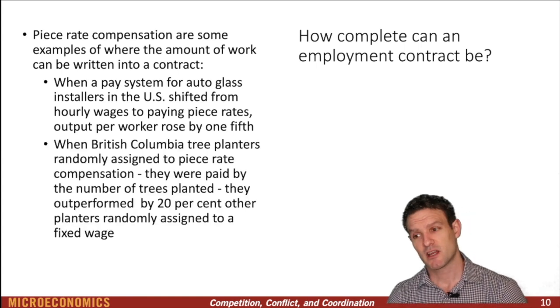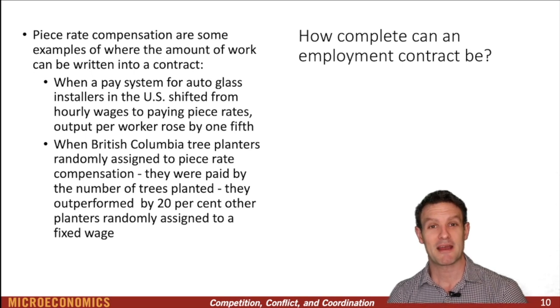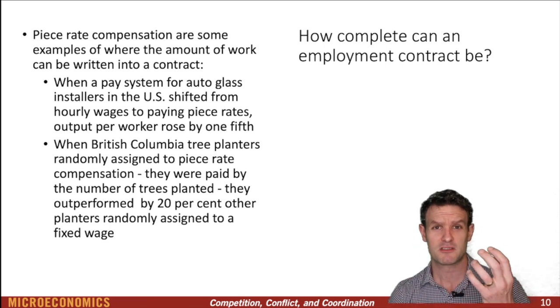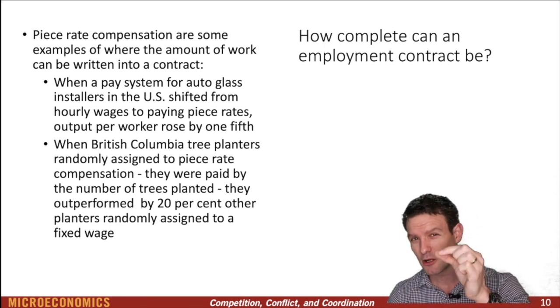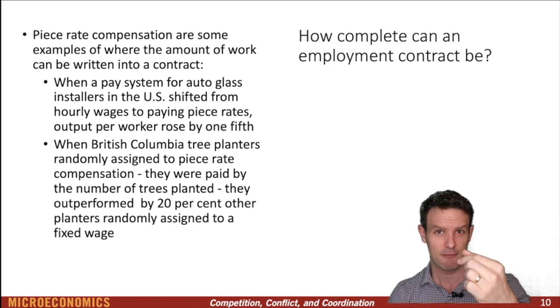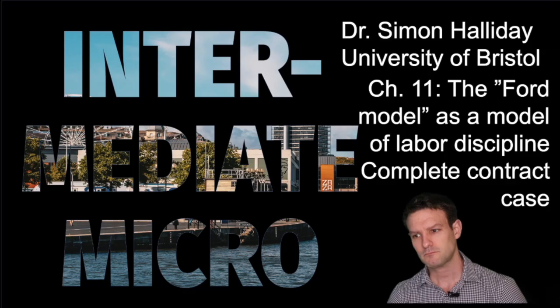Now, in another context, when British Columbia tree planters randomly assigned piece rates to some of the planters and not to others, they were paid by the number of trees planted in this context. They outperformed by 20% those who were just going by a fixed wage. So this is just showing us the importance of piece rate contracts and how making that contract more complete is often resulting in greater effort by the agents.